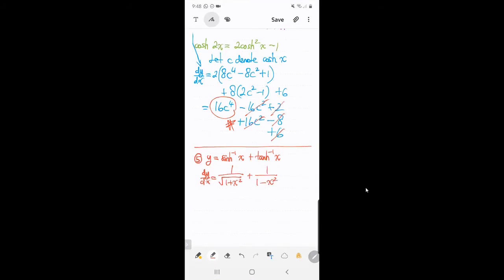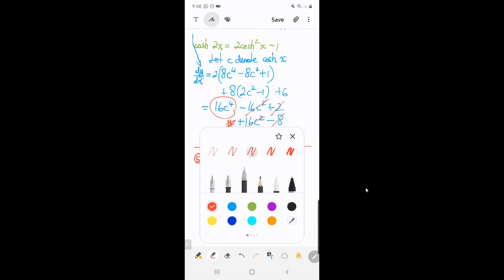Right. So you have to set this one equal to 0. So set this equal to 0. That means you have negative 1 over 1 minus x squared is equal to 1 over the square root of 1 plus x squared, right? So you square both sides. So now you can square both sides.